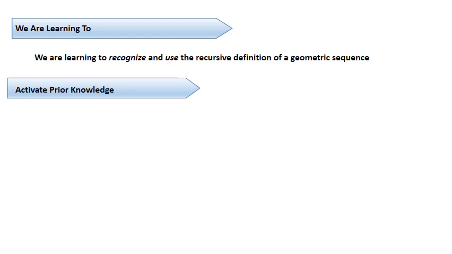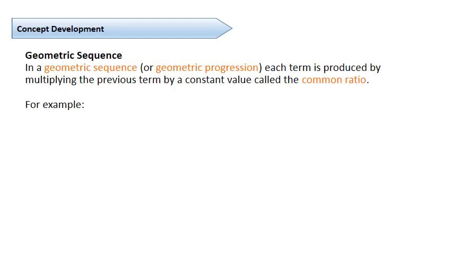A recursive definition, if you remember from arithmetic sequences, is using the previous term to define the next term in a given sequence. So let's take a look at this. In a geometric sequence or a geometric progression, each term produced is given by multiplying the previous term by a constant value called the common ratio. Some really important vocabulary in here that I want you to know. A geometric sequence: each term is produced by multiplying the previous term by a constant value called the common ratio.